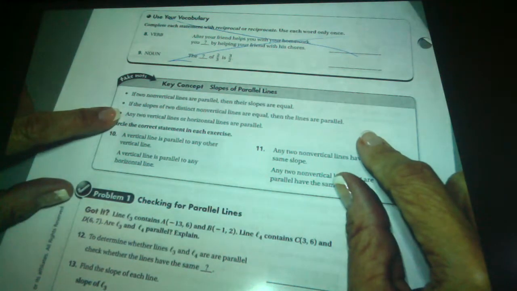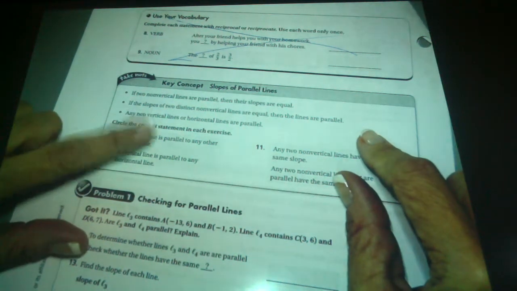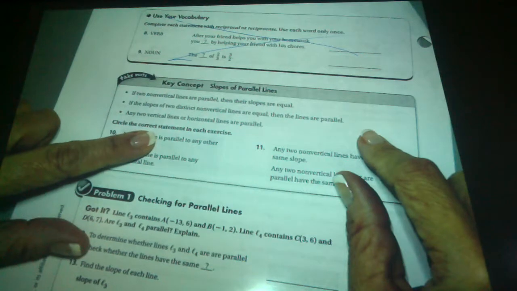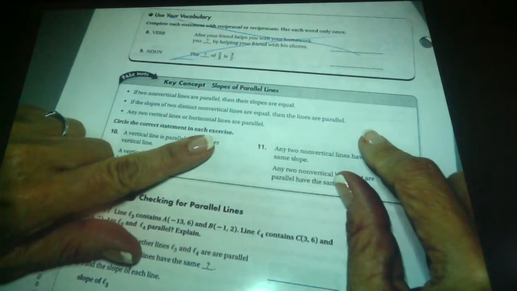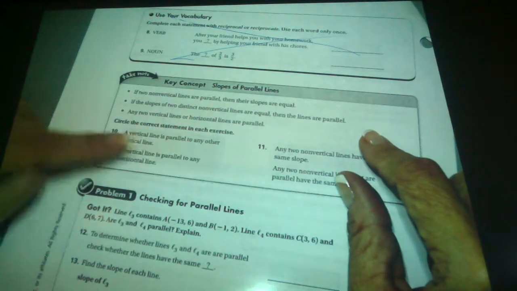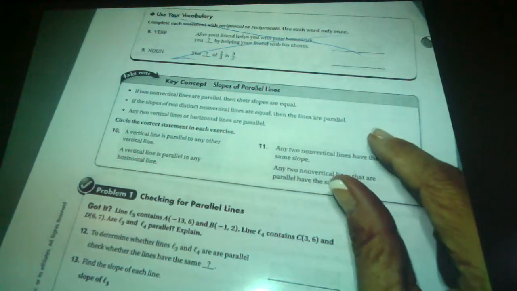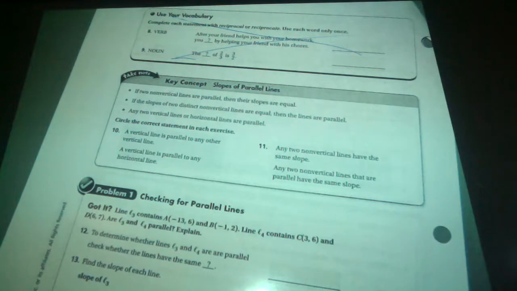Any two vertical lines or horizontal lines are parallel. Why? Vertical lines all have what slope? Undefined slope. Don't say no slope, right? Undefined slope. And horizontal lines have what slope? Zero slope. So they have the same slopes. Now, horizontal and vertical lines are not parallel to each other. What are they instead? They're perpendicular to each other.